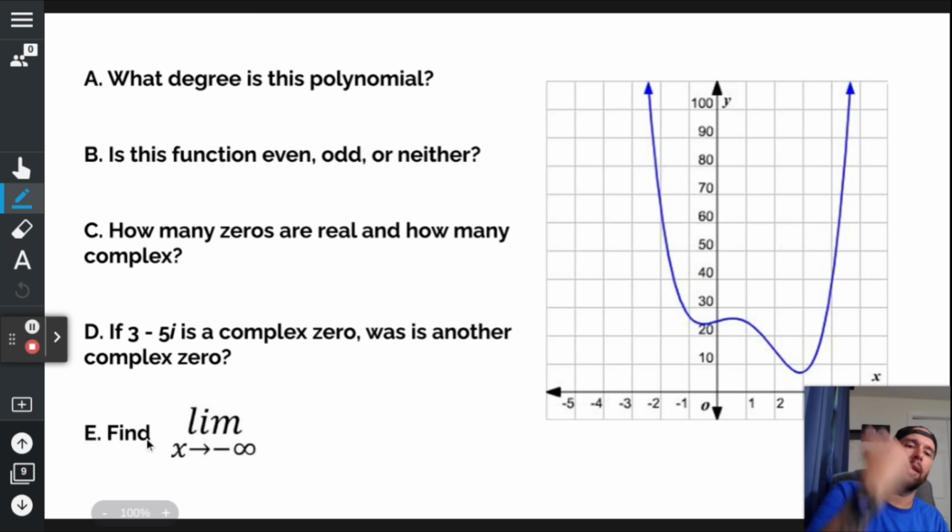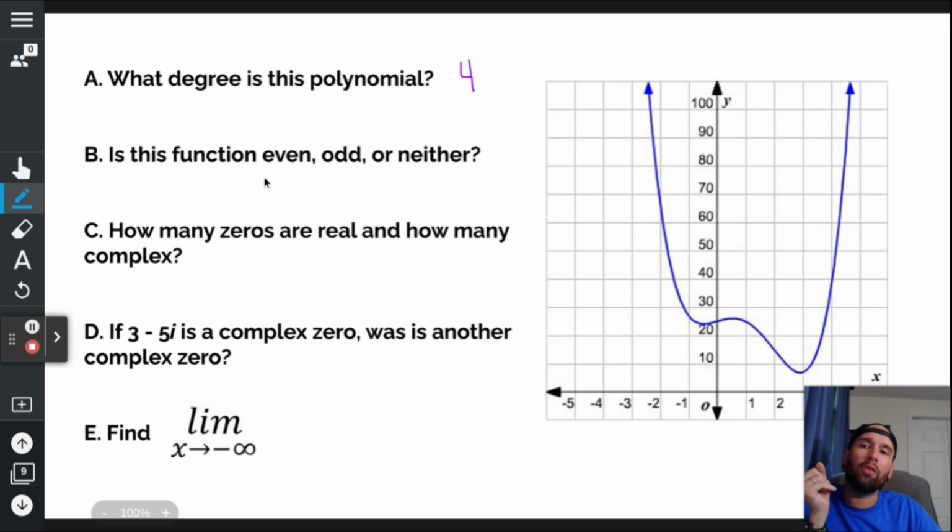It's done. What degree is this polynomial? Okay, well, it's even because they both end going up. We have 1 bump, 2 bumps, 3 bumps. So you tell what the degree is by saying my degree is the number of bumps that I can see plus 1. So the degree of this polynomial is 4 because it's 3 bumps plus 1.